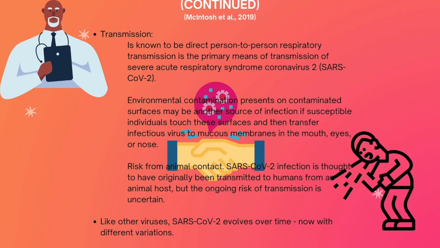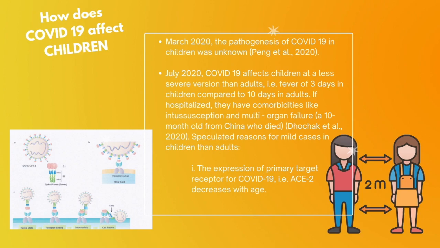And then, of course, like other viruses, COVID-19 evolves over time, and now with different variations. So how does COVID-19 affect children? Back in March 2020, little was known about the pathogenesis of COVID-19. And then as kids got more infected or affected, a couple of researchers wrote, for instance, Dochak et al. in India. What they found is that COVID-19 affects children with a less severe version than adults.